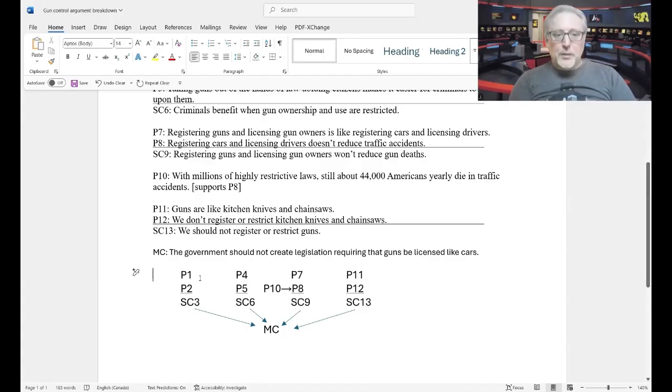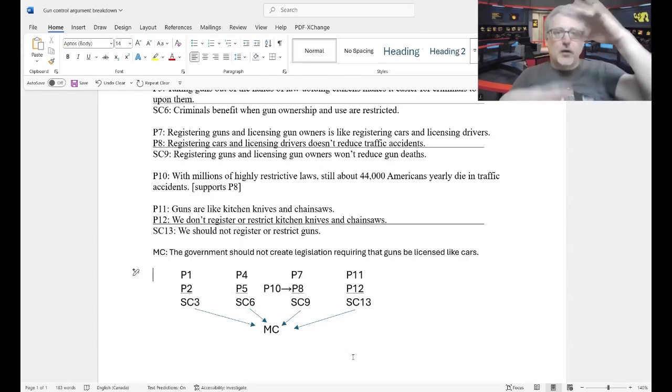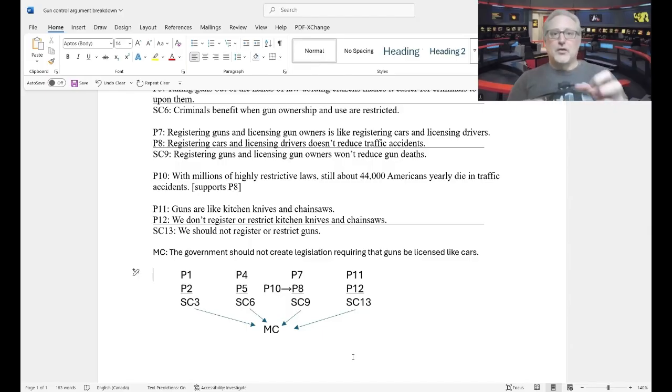So you see how P1 and P2 are stacked on top of each other above SC3, and likewise for P4, P5, and SC6. Well, that represents something. That represents that they work together in a way that SC3 and SC9 don't work together. And that's why in the sample diagram for single main argument, they are stacked on top of each other to represent the fact that they do work together and not independently. I hope that makes sense.